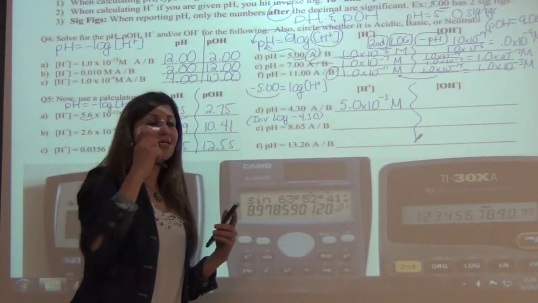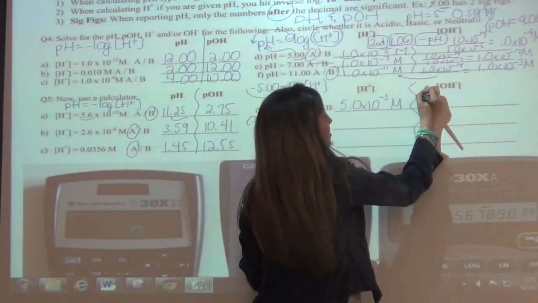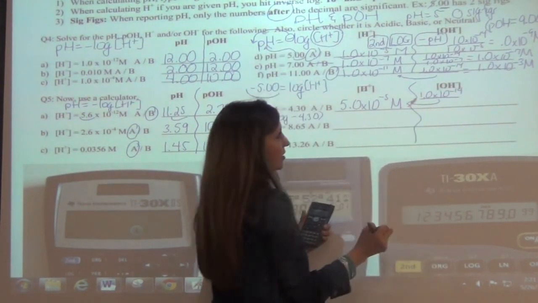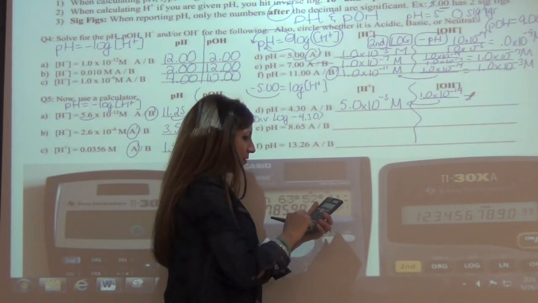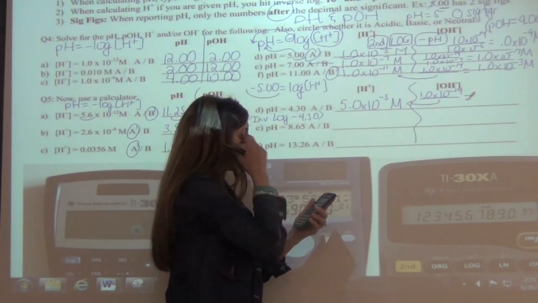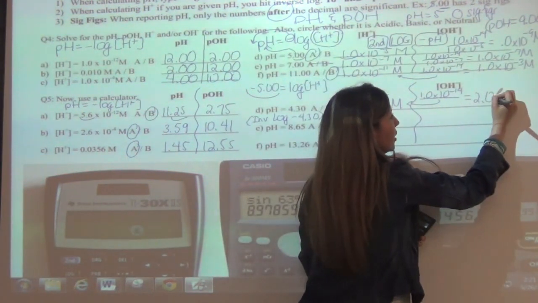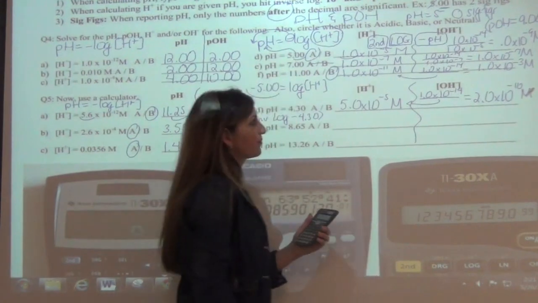And again, there are 2 ways to find out my OH minus concentration. I think the easiest way is just to say 1 times 10 to the negative 14 divided by my answer. And when I do that, I end up getting 1.995, which I'm just going to say is 2.0, times 10 to the negative 10 molar.